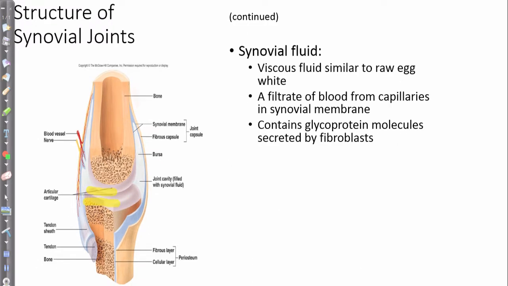So other parts, let's get to that fluid. The synovial fluid is viscous, or similarly viscous to raw egg.